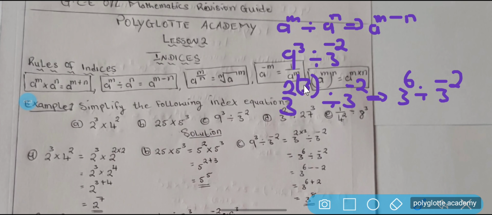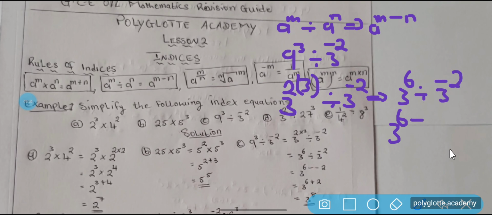2 times 3 will give you 6. So this is how I obtain the 6. Now we have 3, since the bases are the same, I take one of the base, to the power 6 minus. This minus is coming from the division, because from the formula, division is having minus.